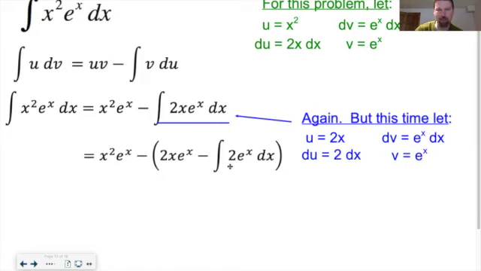du is 2 dx. There's my 2, there's my dx. I look at this thing and think, oh, well, that's an integral I can find. Typically, oh, one thing I should watch out for. You'll notice how I put these parentheses in here. I was subtracting this entire integral. So when I did integration by parts, I'm subtracting that entire integration by parts formula, right?